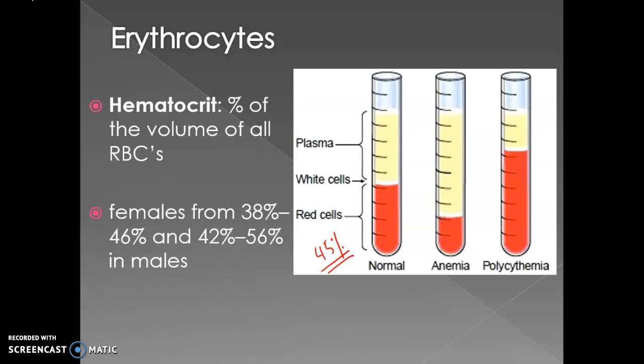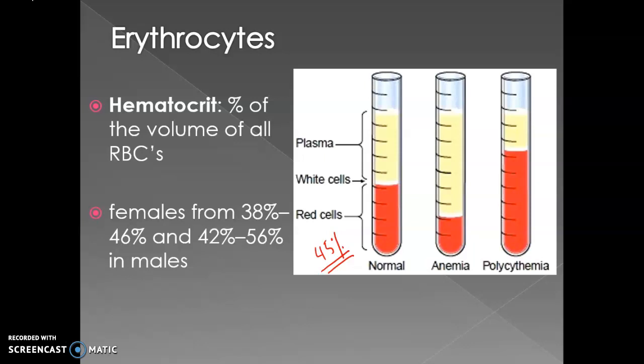However, do note that females have slightly lower hematocrit value. It's between 38 to 46%, and males have slightly higher hematocrit value. It ranges between 42 and 56%. The reason being, we females, we menstruate, so we lose a little bit of blood every month. Therefore, we have a lower hematocrit value as compared to males.